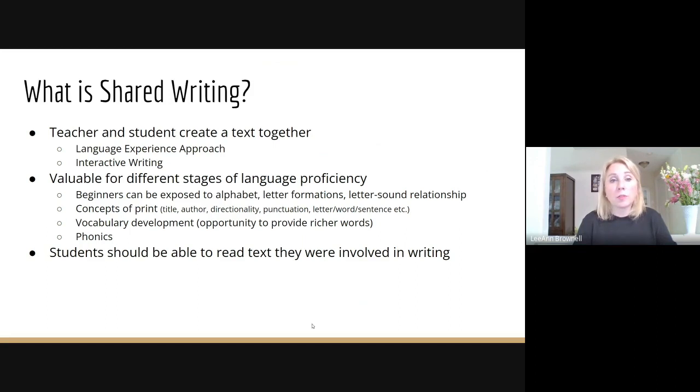And so this is valuable for all stages of language proficiency, whether they're a very beginner level student or whether they're kind of at the intermediate level. So beginners, when you're doing the shared writing, they can be exposed to something as basic as alphabet, forming letters, the letter sound connection. And maybe you're going to be focusing on the concept of print. So, the direction that you read, your return sweep, going back to the bottom, the next line, focusing on what is a letter, a word, and then a sentence. So there's different things that come with concepts of print. Vocabulary development. This is your opportunity as a teacher to be providing them with richer words. And then there's the phonics piece as well.